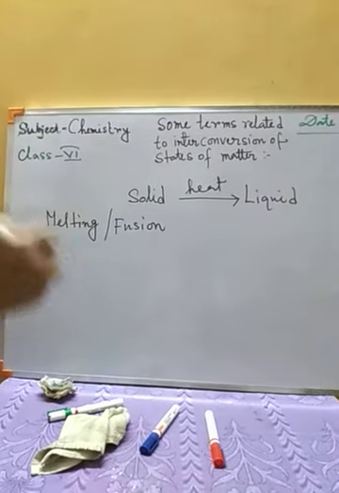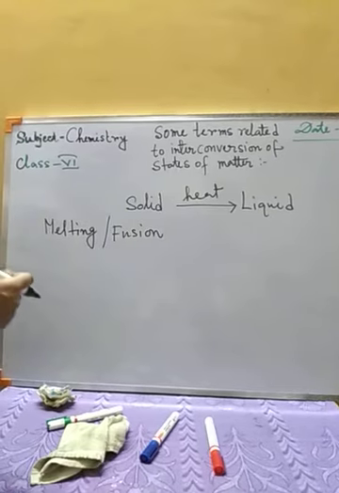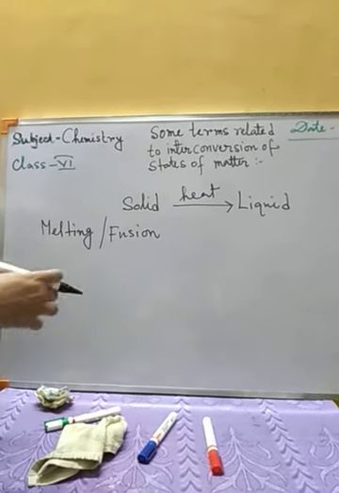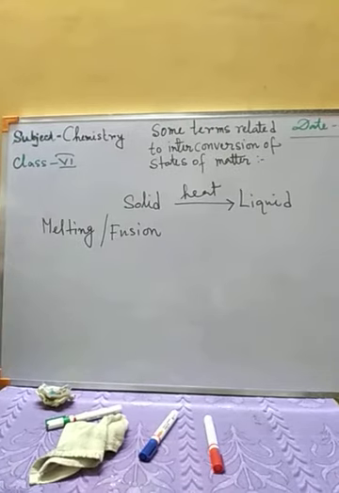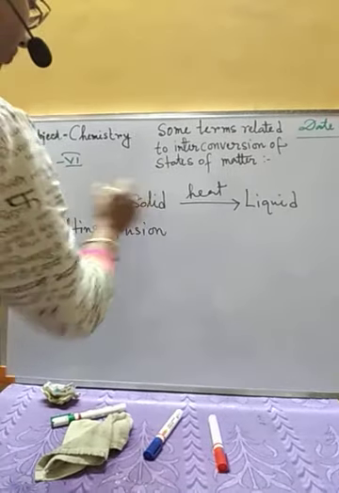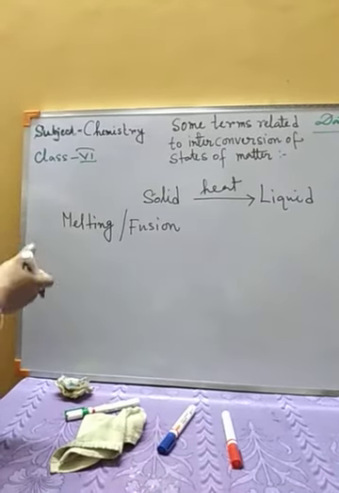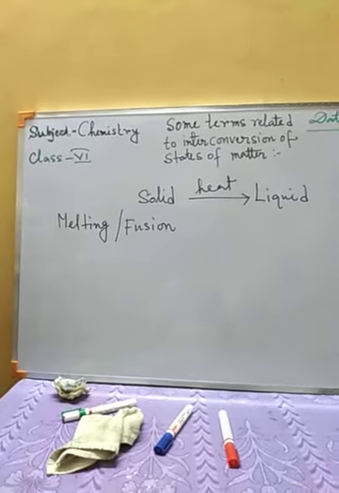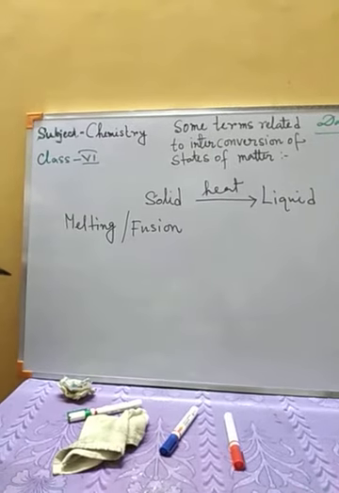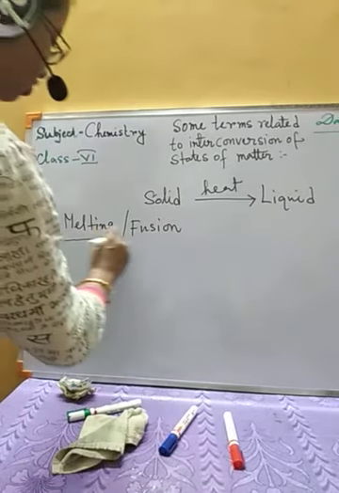So when a solid changes to liquid form, then the process is called melting or fusion. Sometimes we need to heat this. When ice melts itself, maybe from outside we are not heating this, but actually it's absorbing heat from outside. So heat is required for the process. Okay, and this is called melting or fusion.